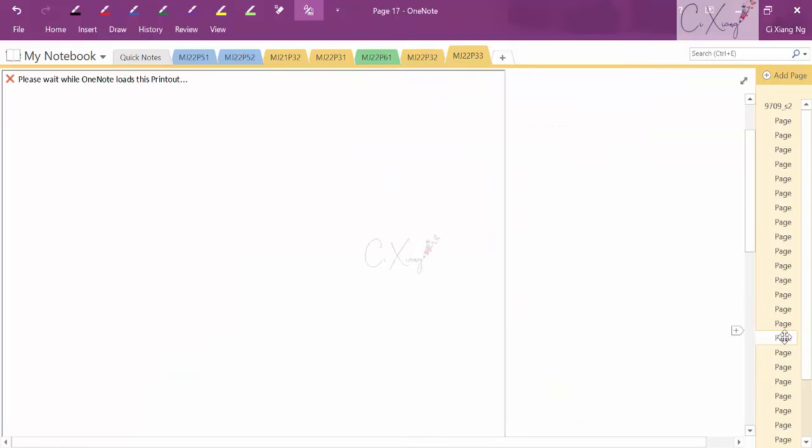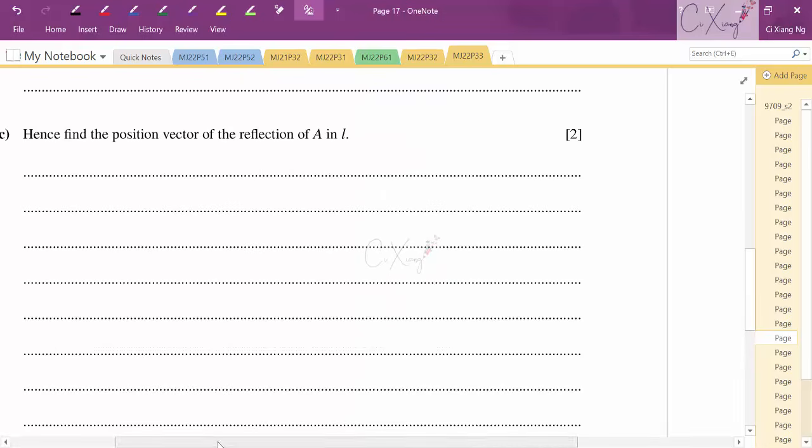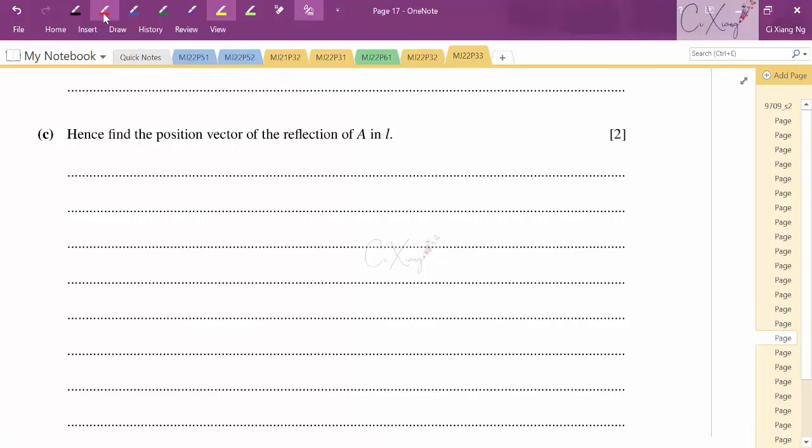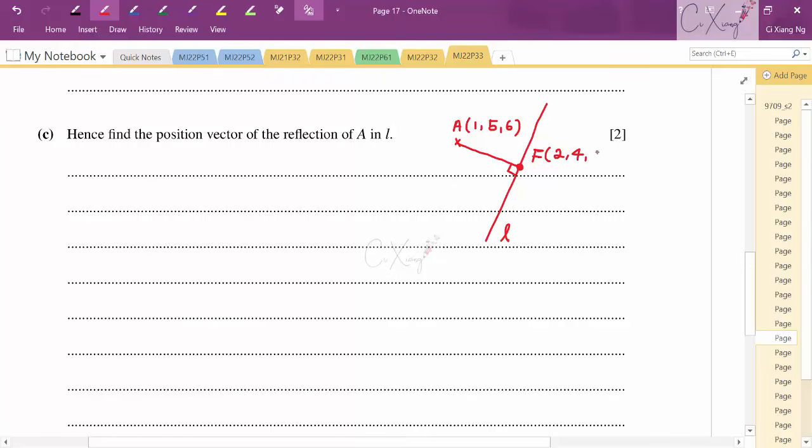Now let's proceed to part C. For part C, they want us to find the position vector of the reflection of A in L. Again, maybe we can draw the diagram to visualize it clearly. I'm having a point A here, and just now we found the coordinate for the foot of perpendicular from A to the line. For point A, the vector is 1, 5, 6, so in coordinate form it is 1, 5, and 6. For the foot of perpendicular, we got 2i plus 4j plus 7k, so in coordinate form it is 2, 4, and 7.